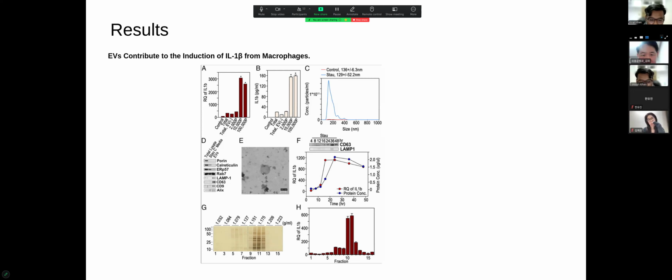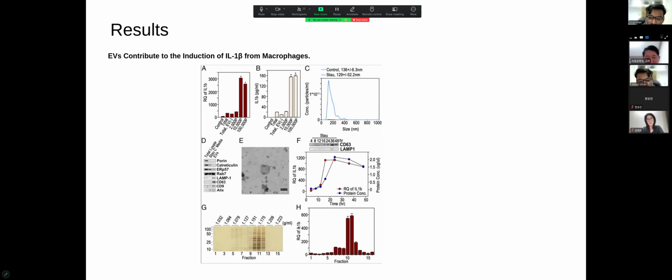And this is the electron microscopy structure of the apoptotic exosome-like vesicles. When the release of the exosomes was tracked over time, CD63 expression was highest at 36 hours, but the highest activation of interleukin 1 beta was at 16 hours. It shows that the released exosome vesicles have a very short half-life.